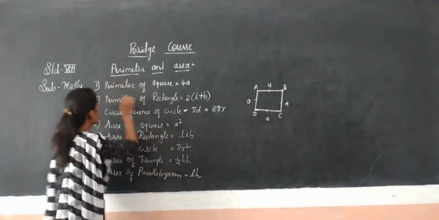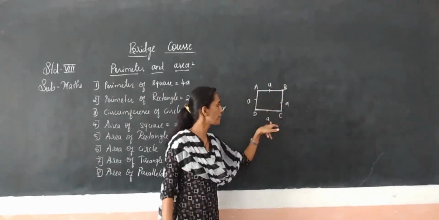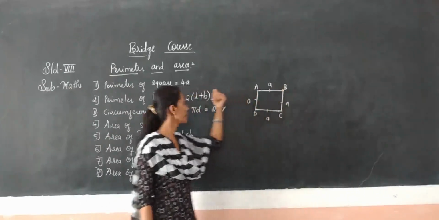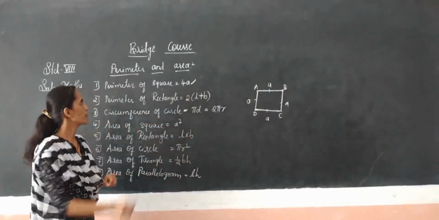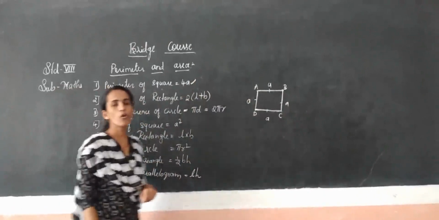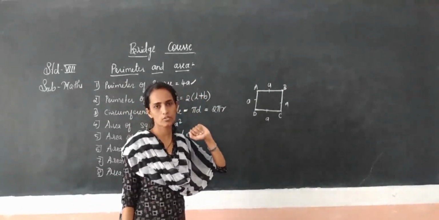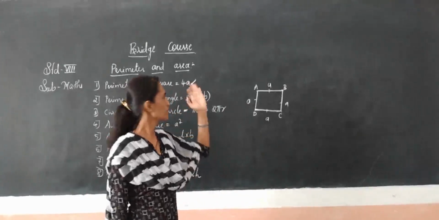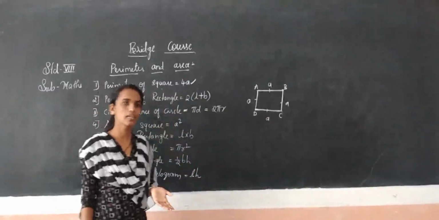So the perimeter of the square will be the sum of all the sides, that is a plus a plus a plus a, which gives us 4a units. Therefore the perimeter of the square is 4a. Here a means the side, 4a. So the sum of all the sides is 4 into side, otherwise 4 times the side, otherwise 4a you can write here.